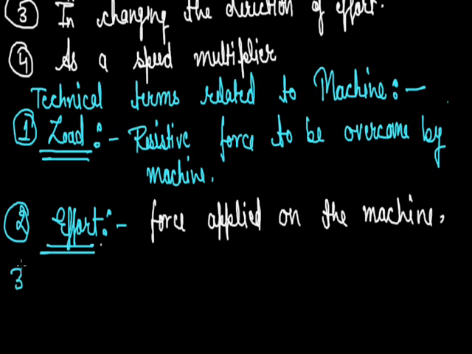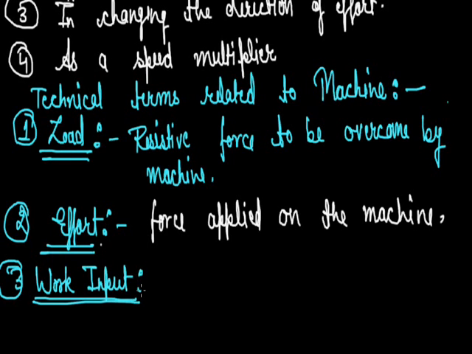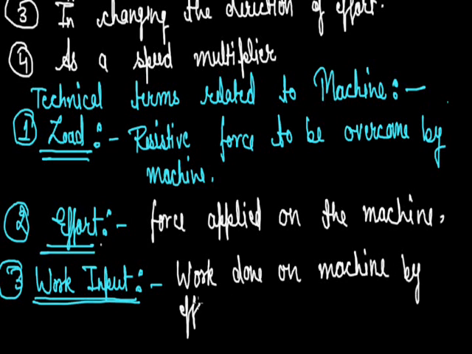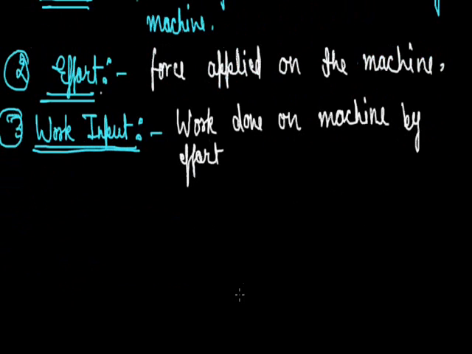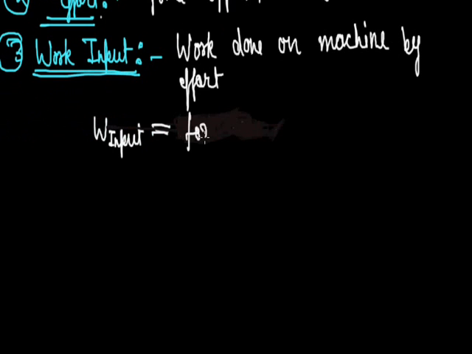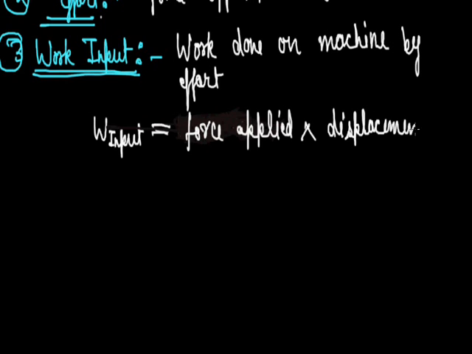Third, work input. The work done on the machine by the effort is known as work input. As we know, work is defined as force into displacement. So here we can write work input equals force applied, and force applied is known as effort, into displacement of point of application of effort.